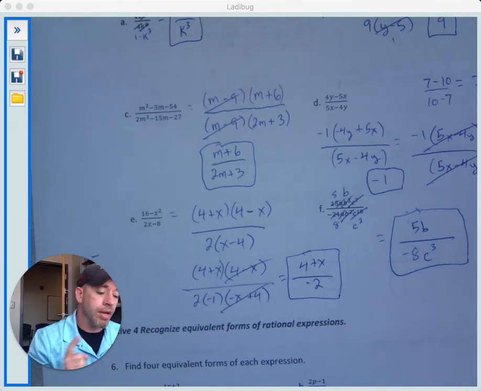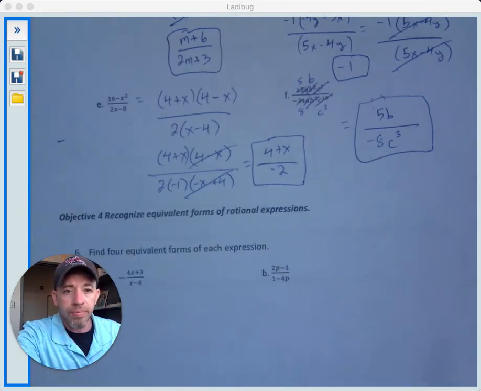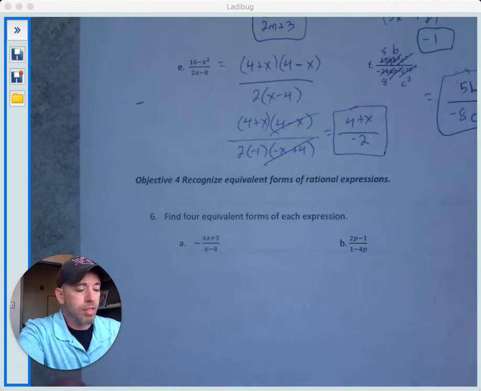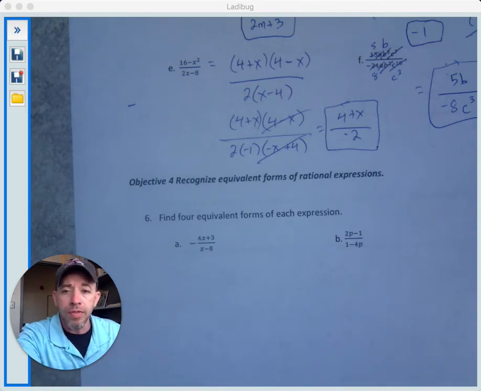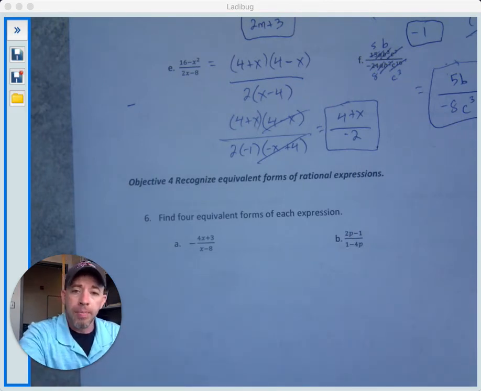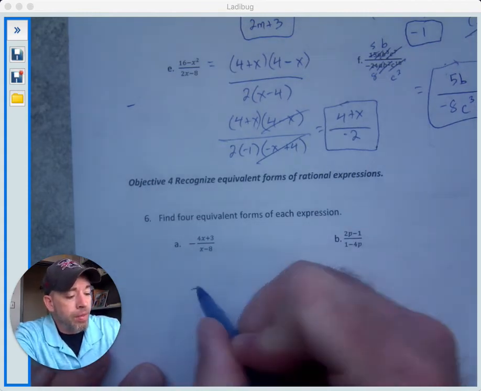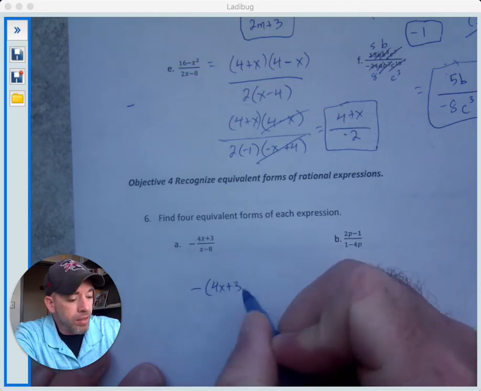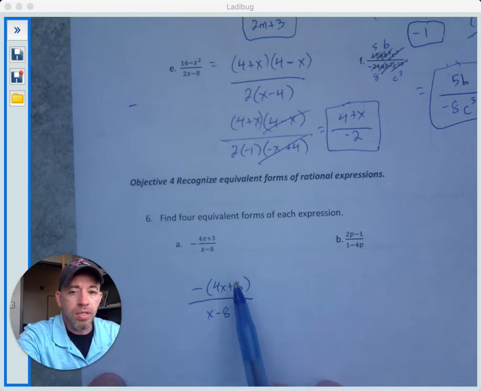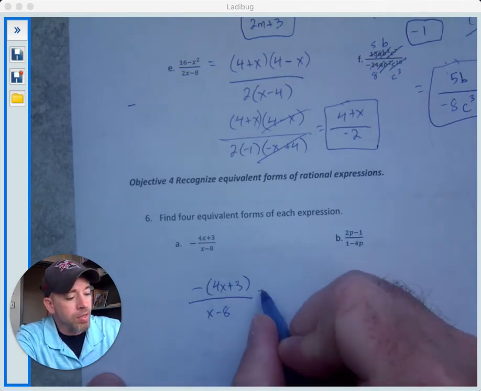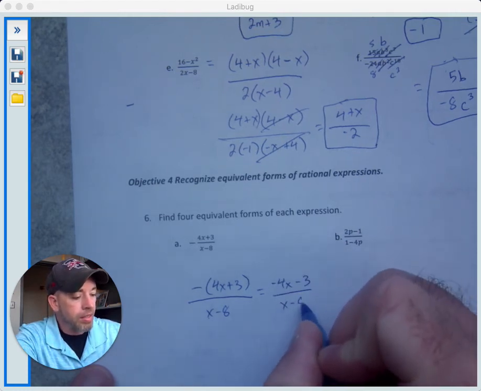Okay, so that's that one, and we have one more objective on this page here. We want to find some equivalent forms. So equivalent forms, we have this negative sign in front of the fraction bar. And if you remember, with a fraction, we could actually apply that negative to the top or the bottom, and it would be equivalent. So let's apply it to the top. Negative 4x plus 3 over x minus 8. So this expression is equal to the one up above. In fact, we could distribute the negative sign, negative 4x minus 3 over x minus 8.